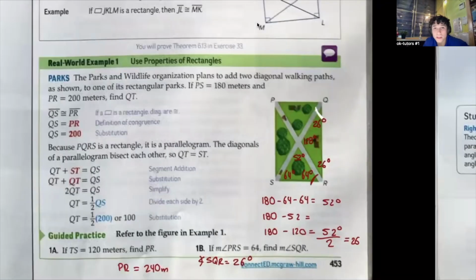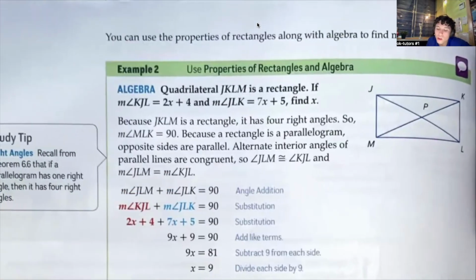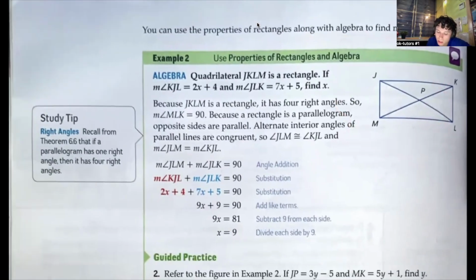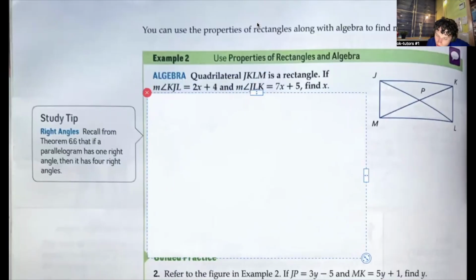Now let's go to the second page. You can also use the properties of rectangles along with algebra to find missing values. For this example, I'm going to do it alone, not using this explanation, because this explanation is kind of weird.